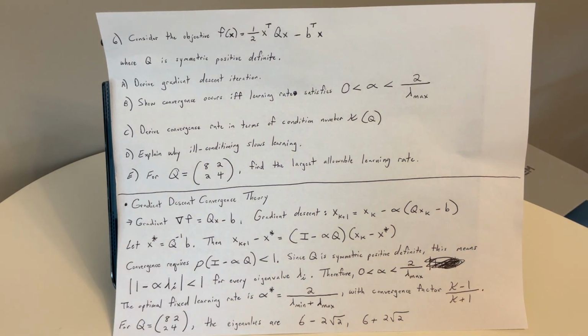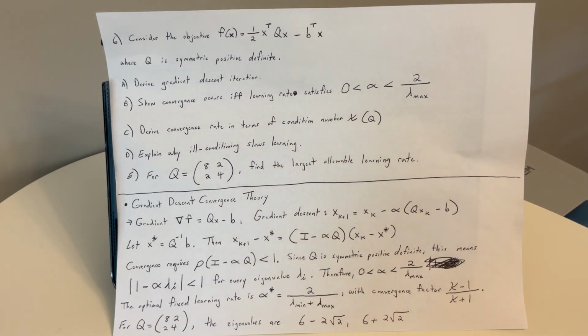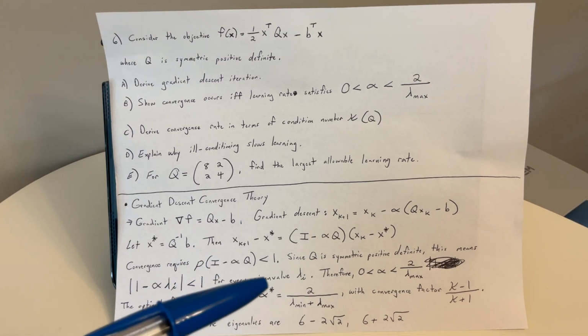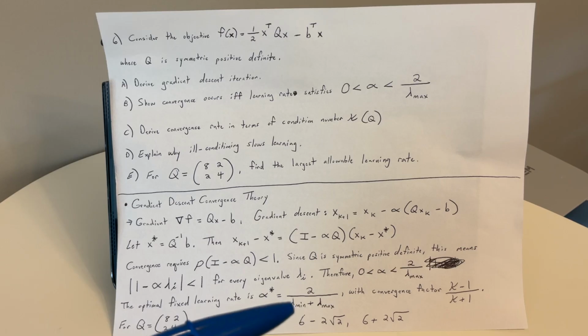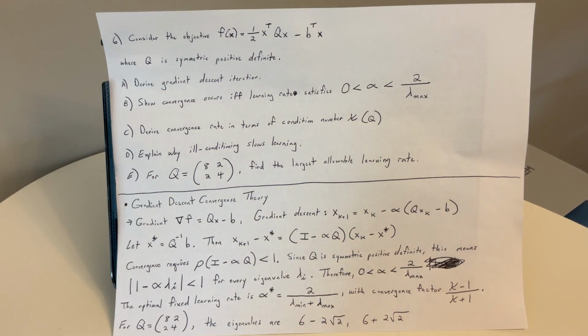And since Q is symmetric, positive definite, this means the absolute value of 1 minus alpha lambda sub i is less than 1 for every eigenvalue lambda sub i. So therefore, 0 is less than alpha is less than 2 over lambda sub max. So the optimal fixed learning rate is alpha star equals 2 divided by lambda sub min plus lambda sub max, with convergence factor kappa minus 1 over kappa plus 1.